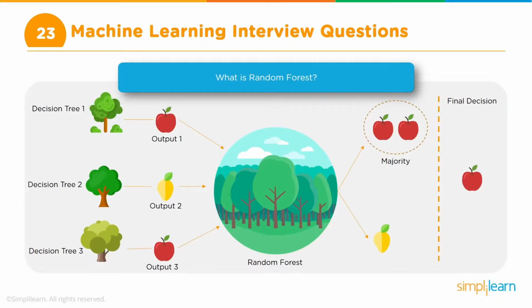Maybe if you have only one tree and if that one tree makes an error, it is basically 100% wrong or 100% right. But if you have a bunch of trees, you are basically mitigating that error, reducing that error. Okay, so that is the way random forest works.